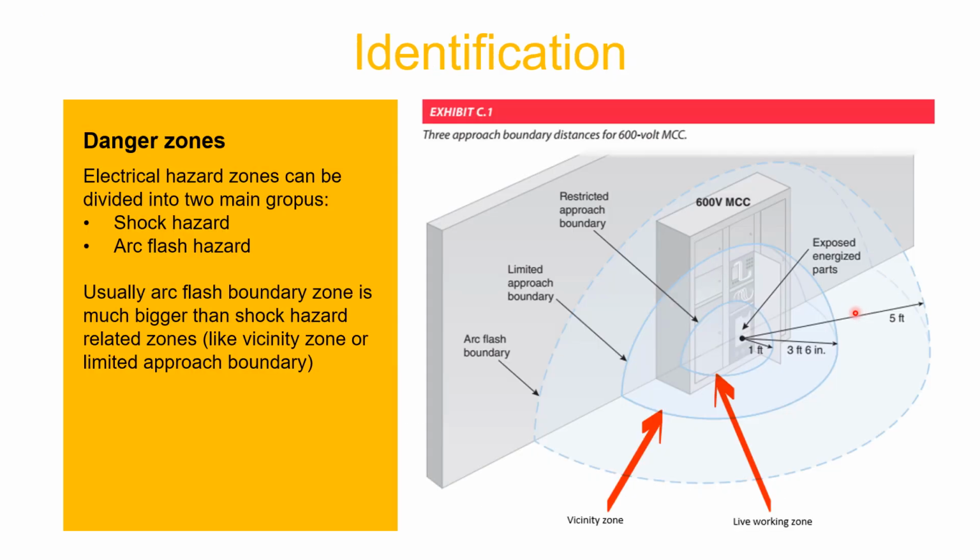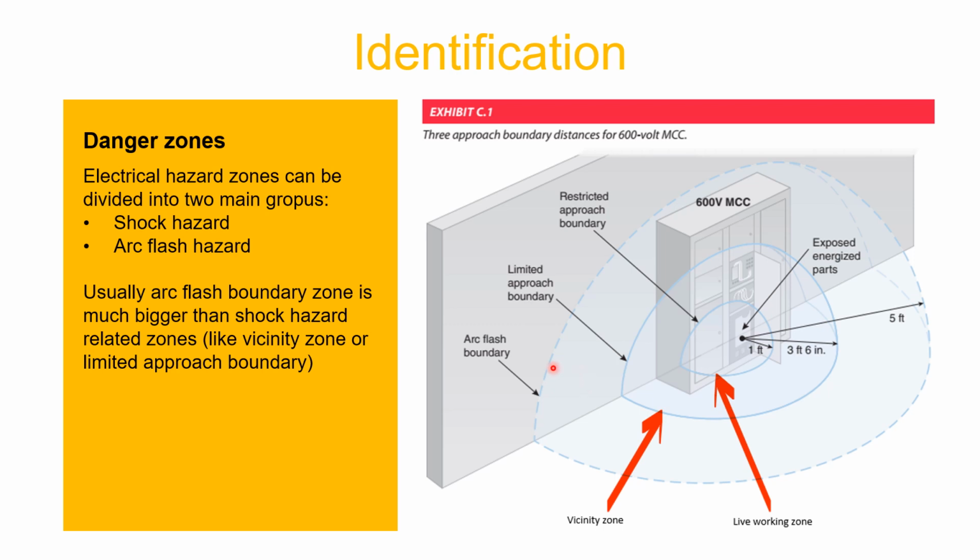Once we talk about identification, we recognize 2 groups. So we have shock hazard danger zones and arc flash hazard danger zones, the so-called arc flash boundary. And shock hazard zones are fixed because they depend on the voltage level. For low voltage, it's usually no touch and then 30 centimeters, 50 centimeters, depending on the country. There is a small difference between US and European, but they more or less are the same. We call it live working zone, vicinity zone, or limited approach boundary, or restricted approach boundary in US. So that's fixed and depends on voltage level.